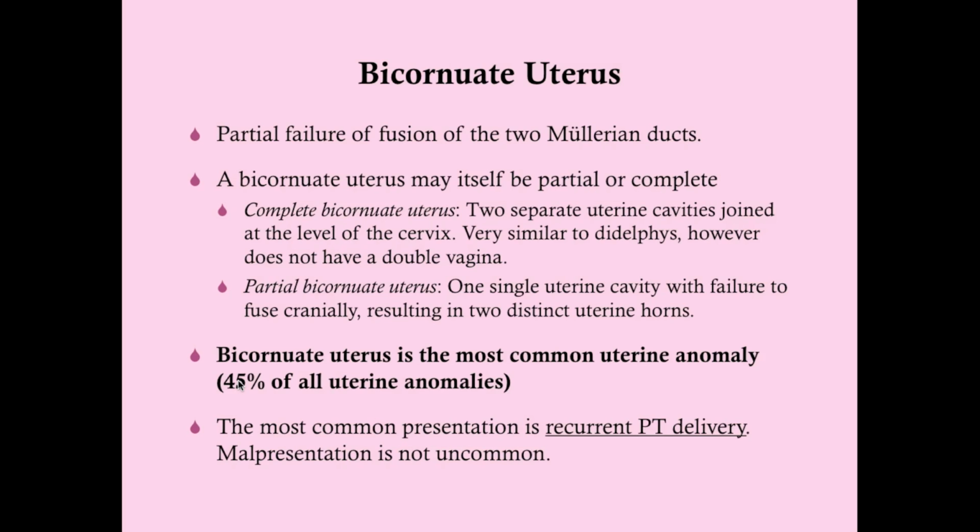If you were to look at this from the outside, say endoscopically, you would see two horns. And that's different from the septum. We'll look at that a little bit with the septate uterus. A bicornuate uterus is the most common uterine anomaly, about 45%, and the most common presentation is recurrent preterm delivery. Now, because a partial bicornuate uterus has a lot more room than these other ones we've been talking about so far, these will carry to term more frequently. When they do, however, because the uterus is so cramped, the fetus might not be able to turn properly, and you can get malpresentation from that. So that's not uncommon.